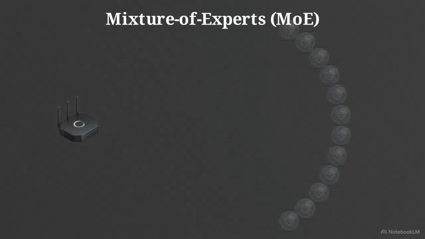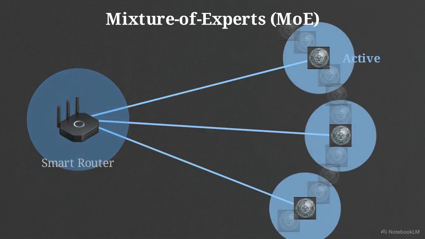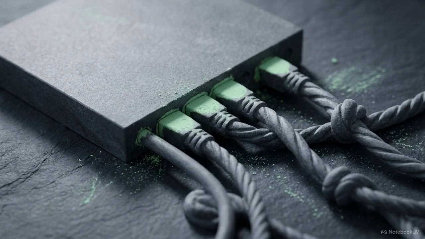The industry's proposed fix is the mixture of experts architecture. Instead of waking up the whole system, an MoE model acts like a smart router. It takes a prompt and only sends it to a few specialized neural pathways, leaving the rest of the model dormant. The theory sounds perfect on a whiteboard, but building infrastructure requires real numbers.